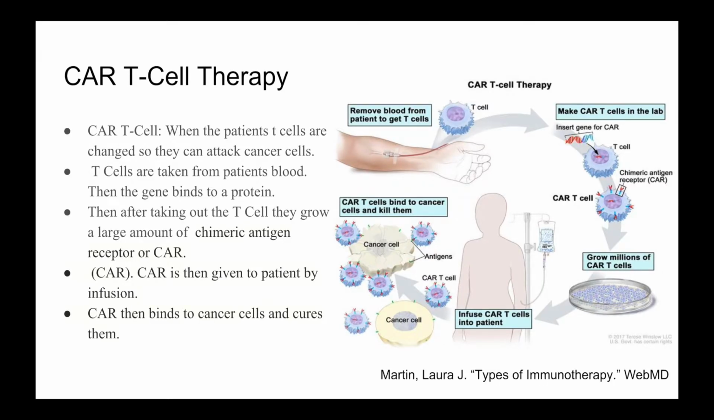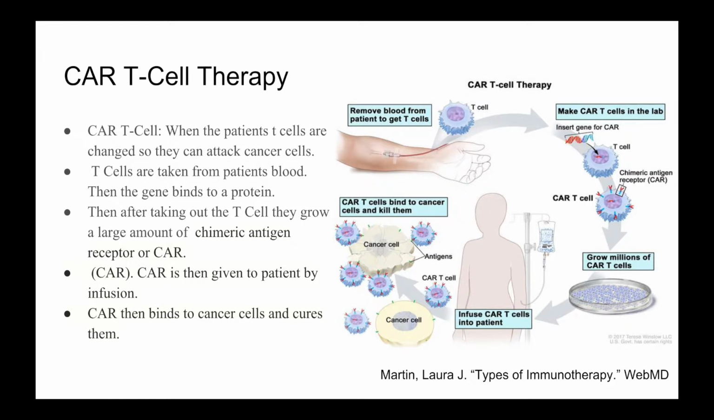So CAR T cell therapy. That's when a patient's T cells are changed so that they can attack the cancer cells. The T cells are taken from the patient's blood. Then the gene binds to a protein. After taking out the T cell, they grow a large amount of chimeric antigen receptor, or for short, CAR. CAR is given to the patients by infusion. CAR then binds to the cancer cells and cures them. The picture on the right shows the process of CAR T cell therapy.